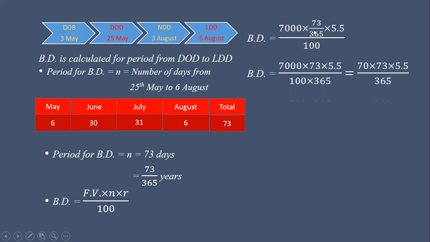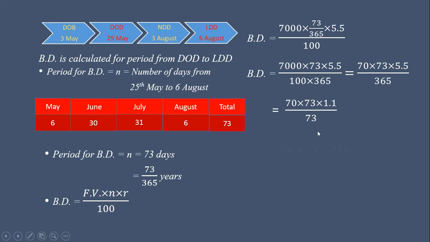Now this simplification, 7,000 into 73 into 5.5, we take this 365 in the denominator, upon 100 into 365. Cancelling these two zeros, we get 70 into 73 into 5.5 upon 365. Now dividing by 5, 5.5 upon 5, we get 1.1. 365 divided by 5, we get 73.